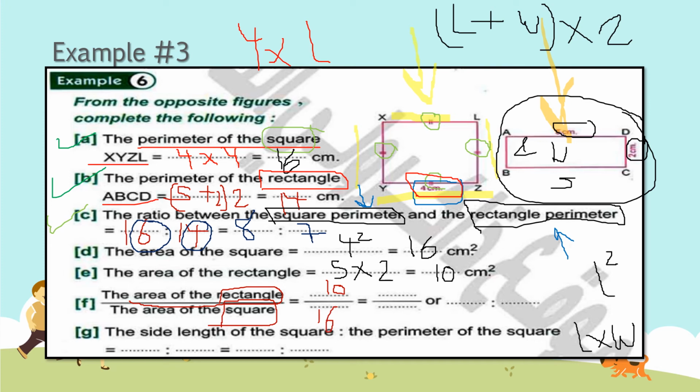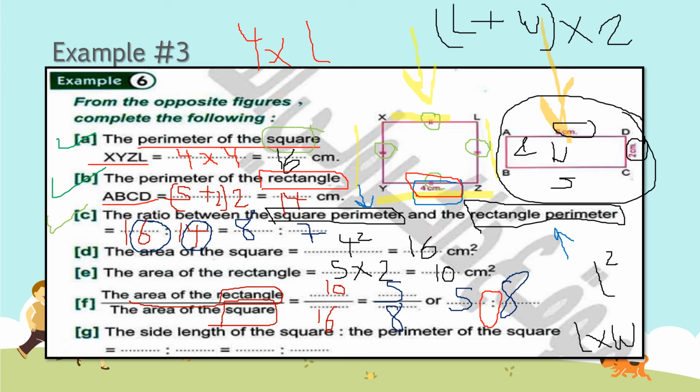And now we're going to simplify this. So 10 is divisible by 2. 10 divided by 2 is 5. And 16 is divisible by 2. 16 divided by 2 is 8. Or we can write it in the colon form, which is 5 to 8. And as you can see, here is the colon sign.